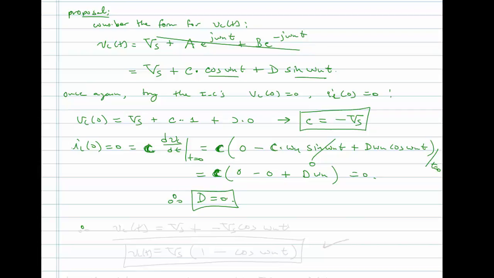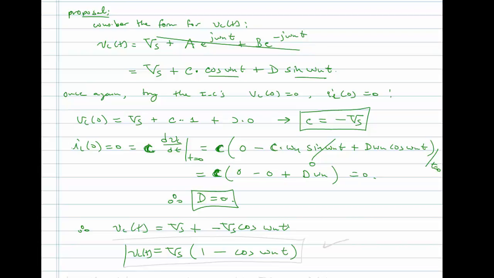So we can now write our solution. Therefore, Vc of t is equal to Vs plus c, which is minus Vs, cosine omega nt plus 0. Or in other words, Vs times 1 minus cosine omega nt.